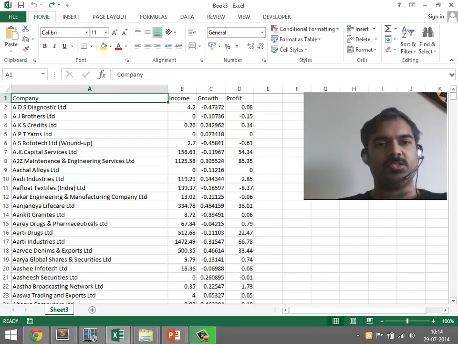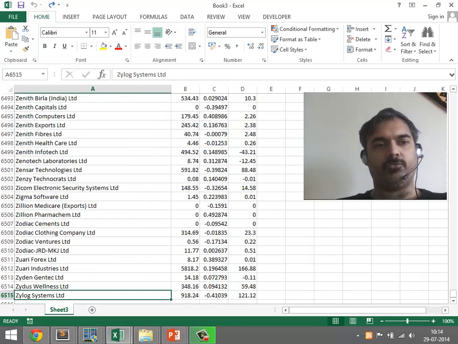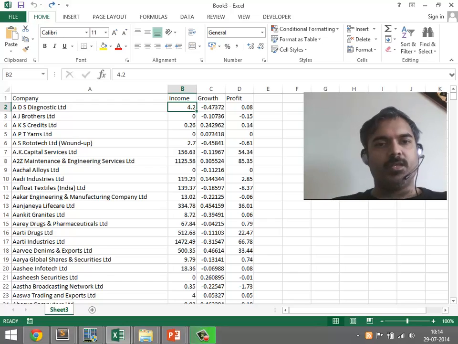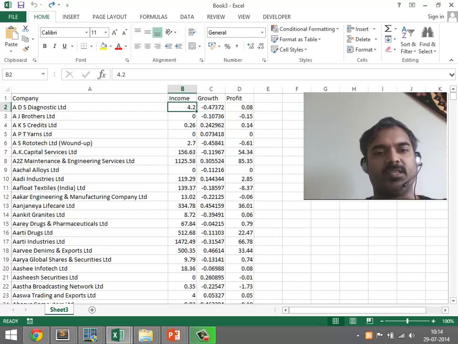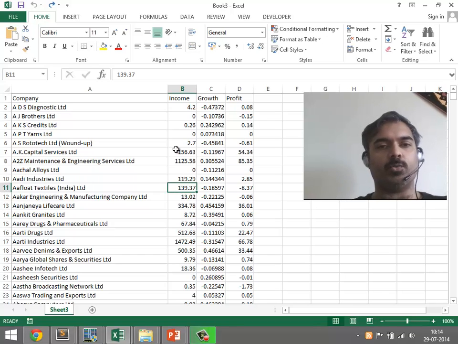This is a list of companies, and for each company we have the company's income, growth and profit for a fairly large number of companies. One of the troubles with this data set is that it's not formatted from a decimal precision perspective. The first number that I am looking at has one decimal, 4.2. This one has zero decimals, this one has two decimals, and that makes it a little difficult for the eye to figure out which are larger numbers.